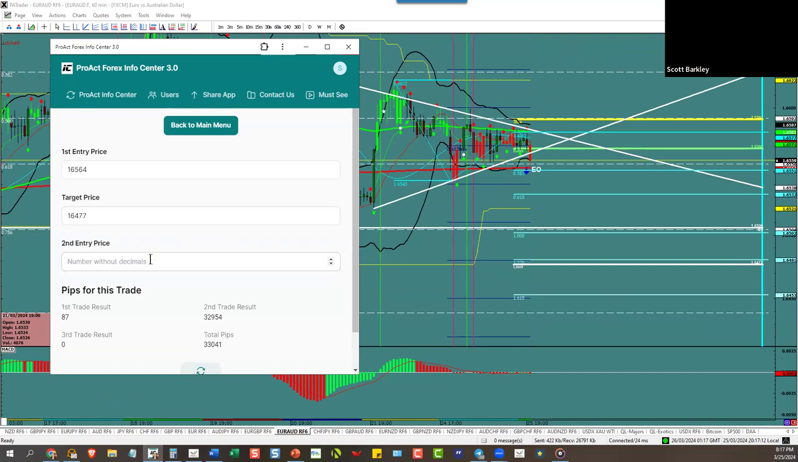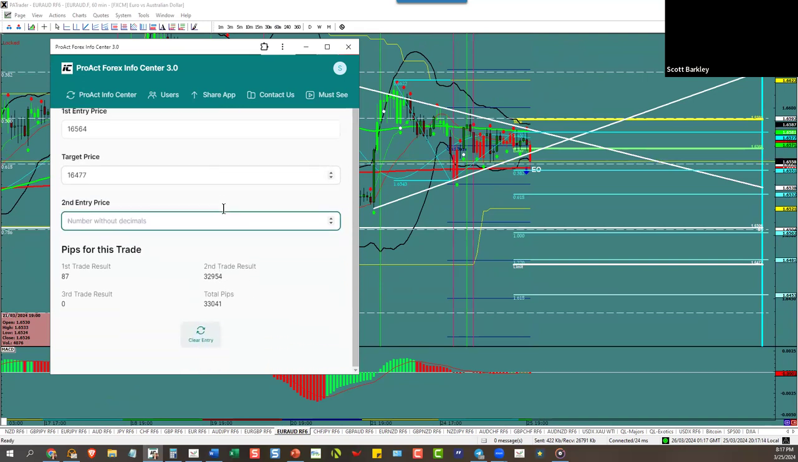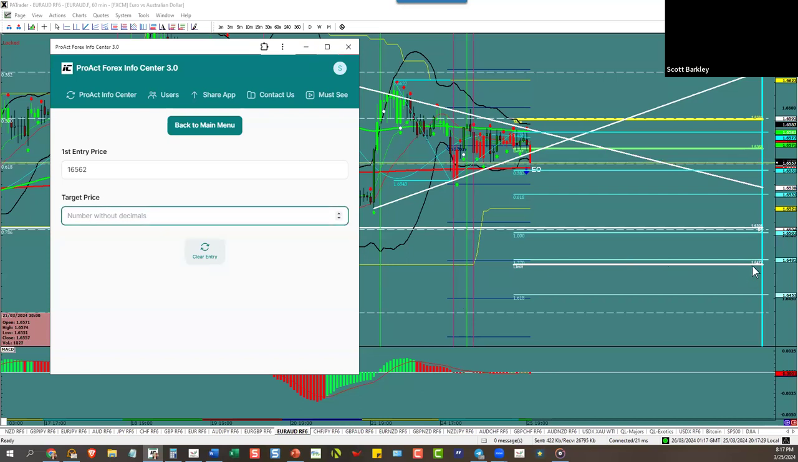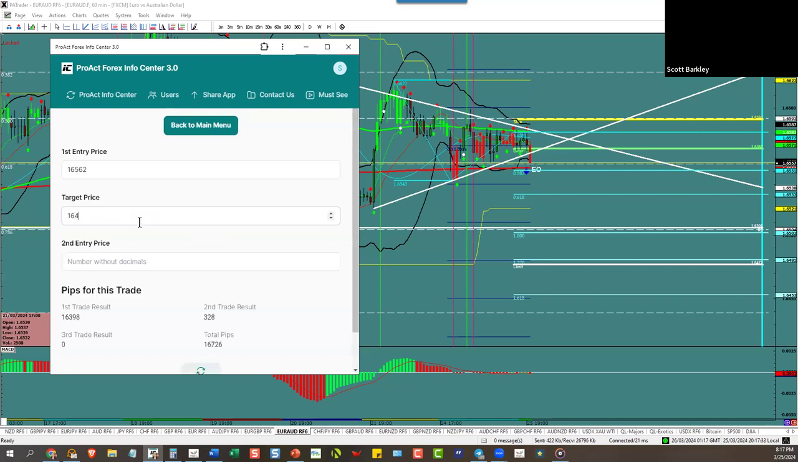1.6477. All right. So first, what's going on here? Clear the entry here. Do it again. 64.61, 1.6562 after the pullback. All right. Target price is 64.74, 1.6474. All right. Second trade below the 618. Actually, you go a little higher than that. You go right below here, below the T30. 65.40.